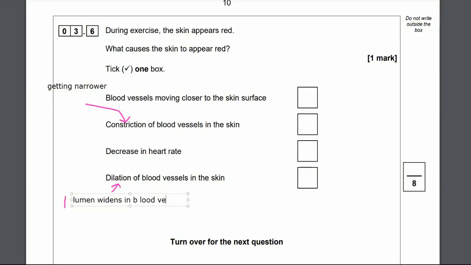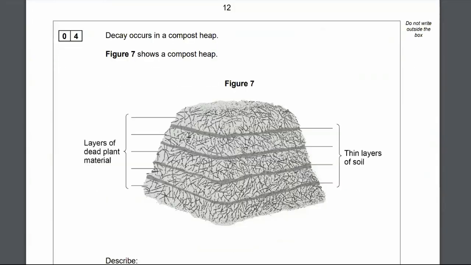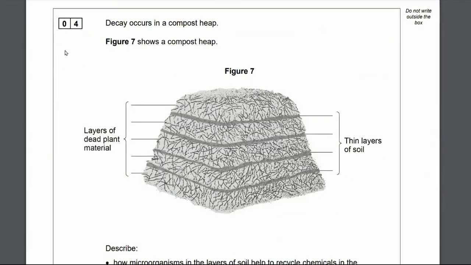And what happens is the lumen, which is the space in the blood vessel, widens, allowing more blood to flow to the skin so you can lose more heat. So the answer is the dilation of blood vessels. And it's an adaptation. When you do exercise, you go red in the face because you dilate the lumen of your blood vessels, allowing a greater blood flow to the skin and a greater heat loss.